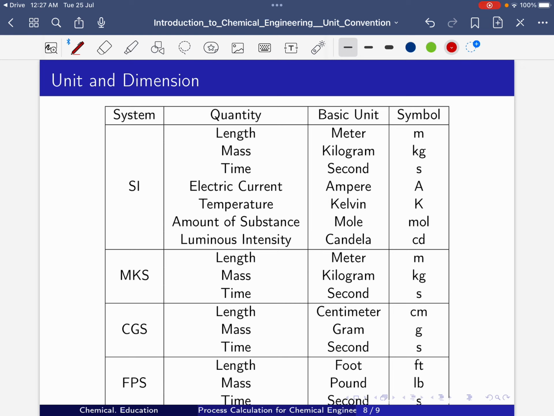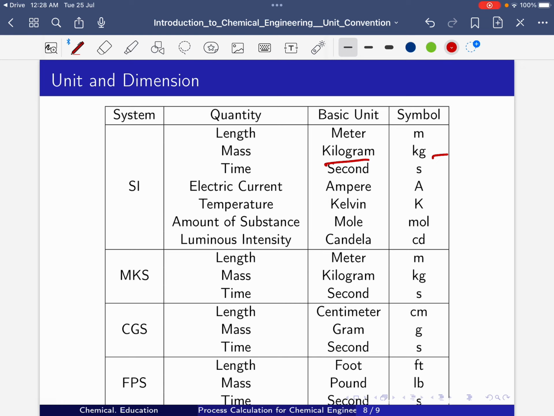In the SI system, for length the basic unit is meter and the symbol is m. For mass, the basic unit is kilogram and kg is the symbol. Time is second and the symbol is s. Electric current, the basic unit is ampere and the symbol is A. Temperature, the basic unit is Kelvin and the symbol is K. Amount of substance, the basic unit is mole and the symbol is mol. Luminous intensity, the basic unit is candela and the symbol is cd.